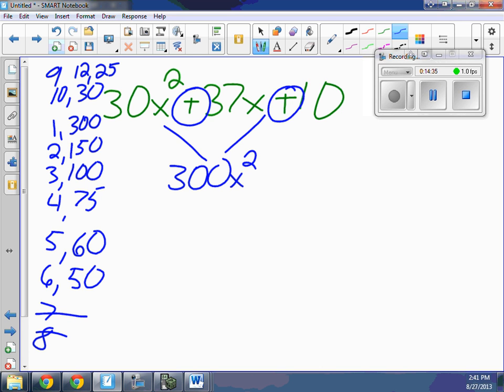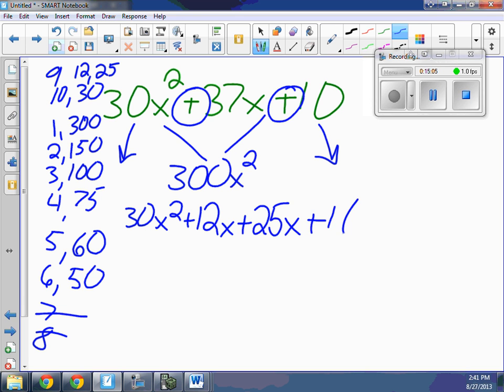So it's 12x and 25x. So I bring down the start and the end. 30x squared. Does it matter where I put the 12 and the 25? No, but it will change the order of your factors. If you put the 12 first and I put the 25 first, then when we factor it at the end, our factors will be flipped, but they'll still be the same. So plus 12x plus 25x plus 10. And that's the hard part. If you can get here, the rest of it's easy.